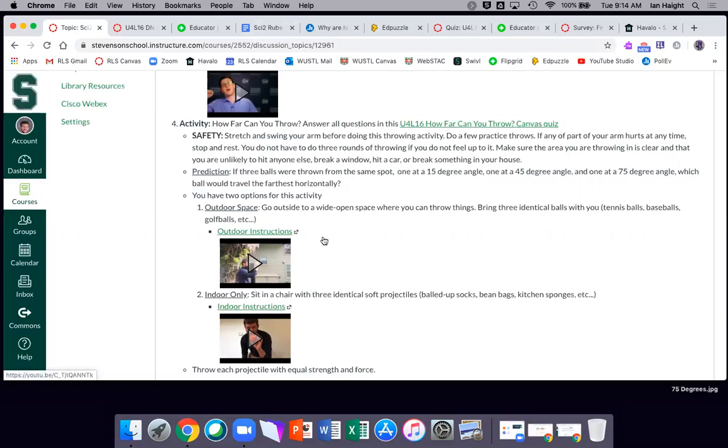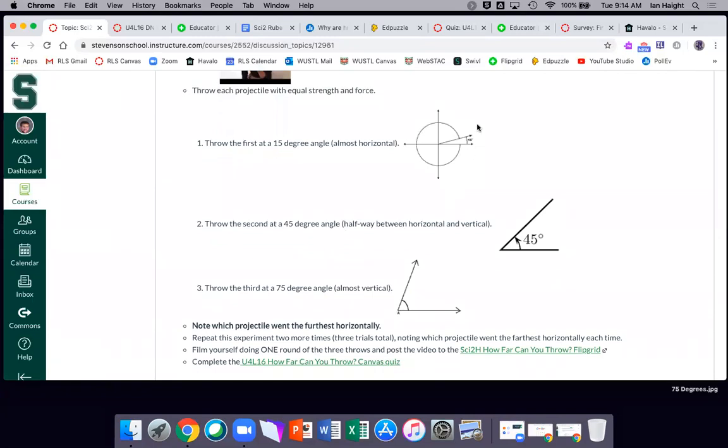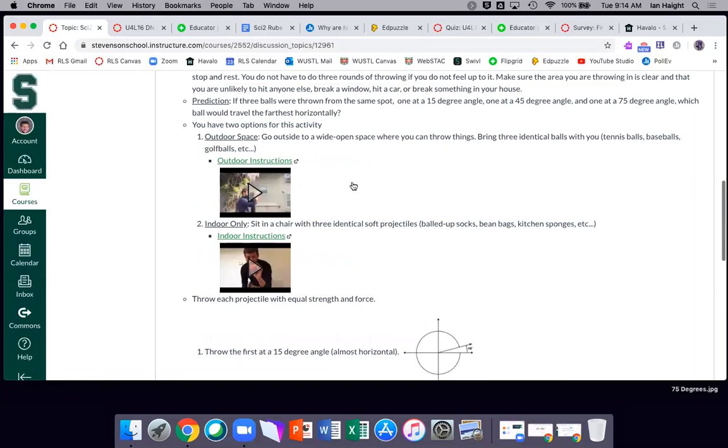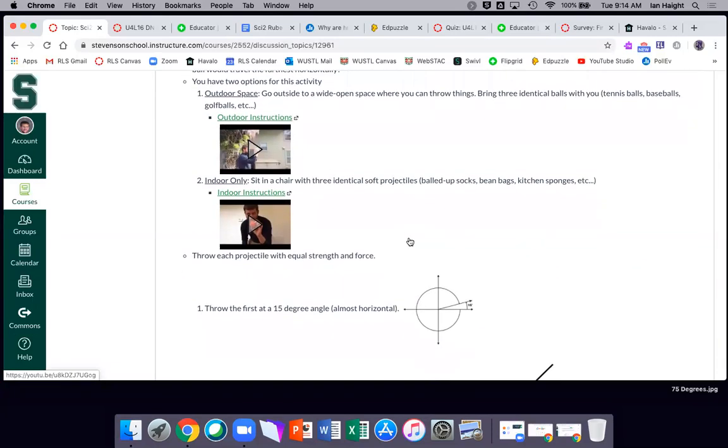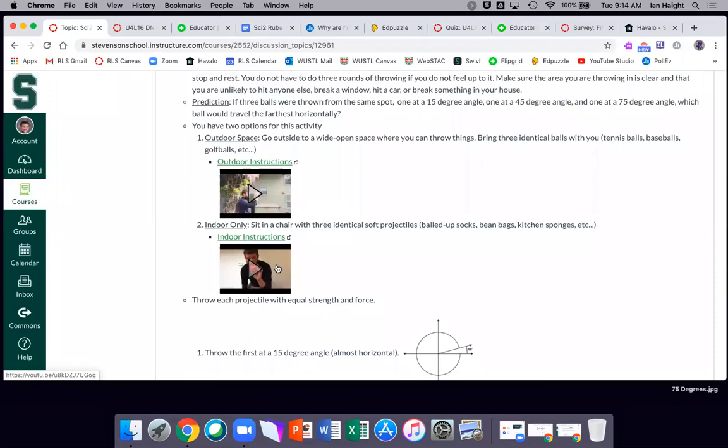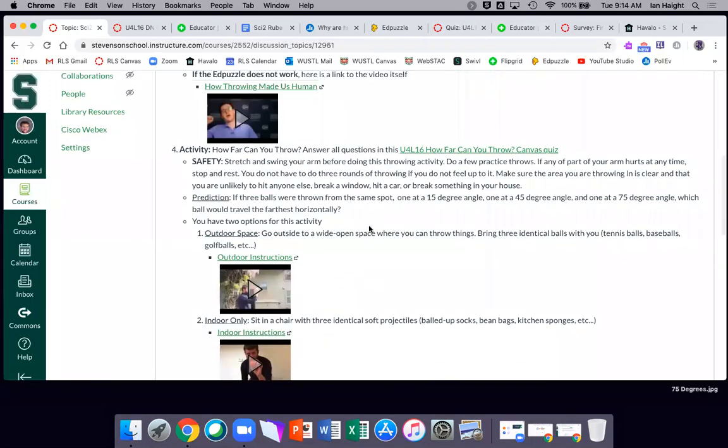The gist of it is that you're going to be either indoors or outdoors throwing a projectile at 3 different angles. You're going to throw a projectile forward at 15 degrees, 45 degrees, and 75 degrees. And I've got instructional videos here for both outdoor and indoor. You just need 3 of the same projectile. So 3 tennis balls or 3 balled up socks, or I make a couple of suggestions about things you can use.